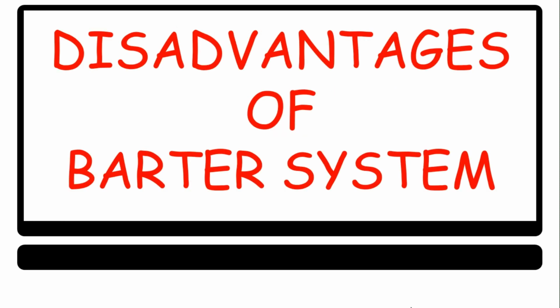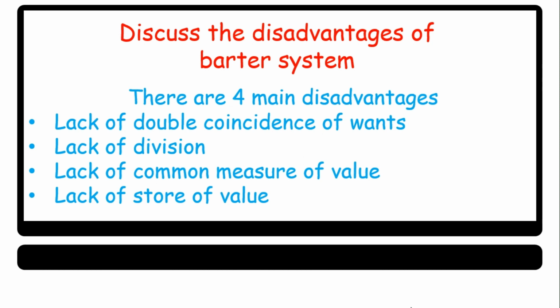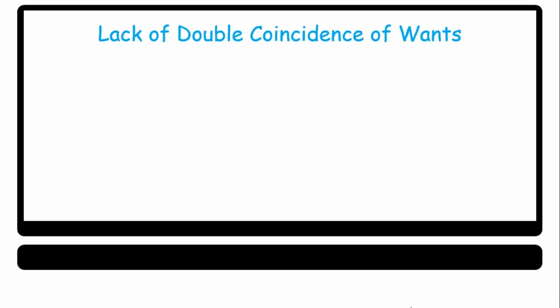Now let's dive into the disadvantages of barter system. There are 4 main disadvantages of barter system and the first one is lack of double coincidence of wants. The second, lack of division. The third, lack of common measure of value. The fourth, lack of store of value. Now let's see each one in more detail.